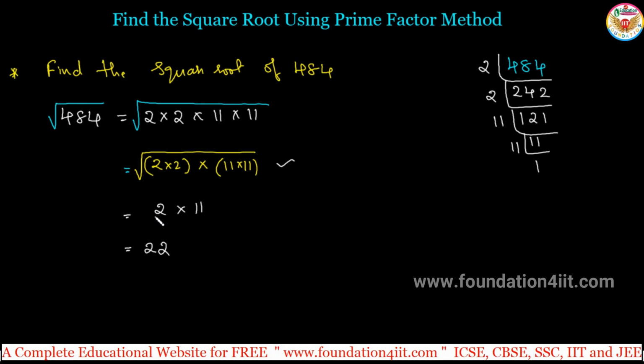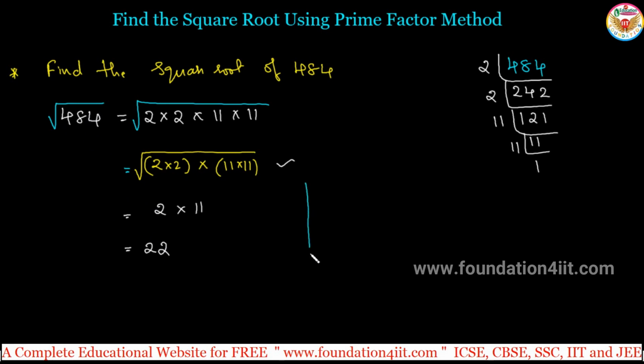Make pairs such that both factors in each pair are equal. Then take out one factor from each pair and multiply. So the square root of 484 is 22. That means 22 into 22 is exactly 484 again. And check one more: for example, if factors are given in fraction type, you get the same.